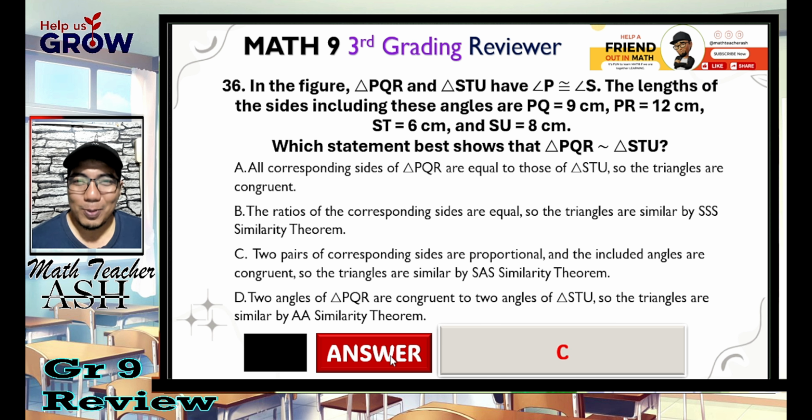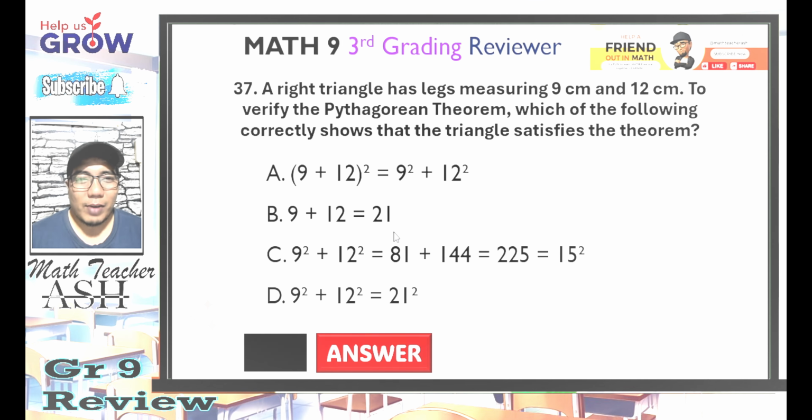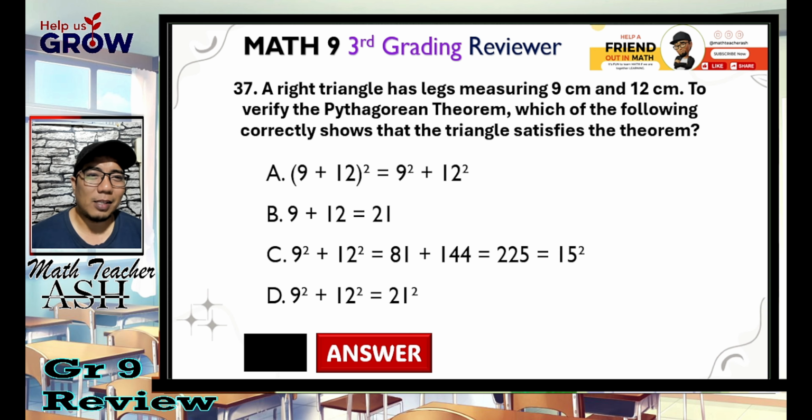Alright. I hope you got that one, my dear math learners. So now let us go to question number 37. A right triangle has legs measuring 9 centimeters and 12 centimeters. To verify the Pythagorean theorem, which of the following correctly shows that the triangle satisfies the theorem?